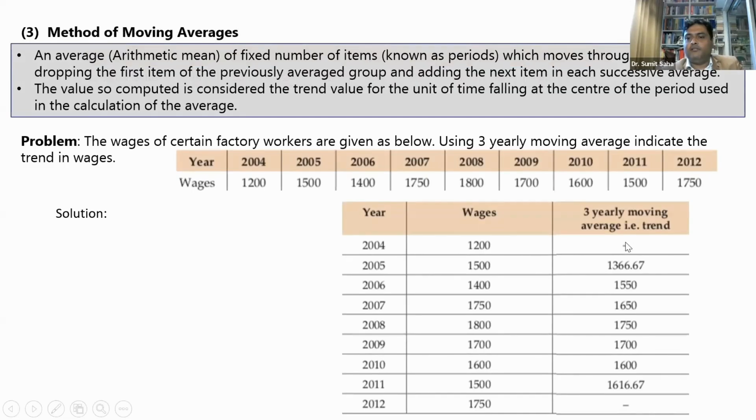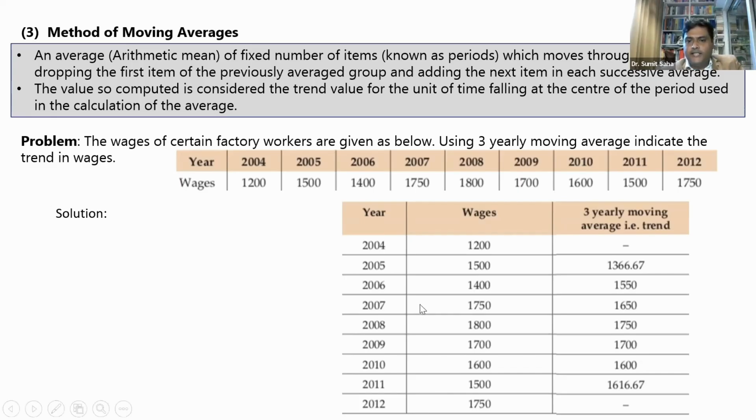The first one I will leave. I will write it from the second because it is a 3 years moving average. I will start from the middle, not the first year or the last year. You understood what I'm saying? So when I ask what will be the moving average, or the prediction, for 2005 based on this data given, then your answer should be 1366.67.